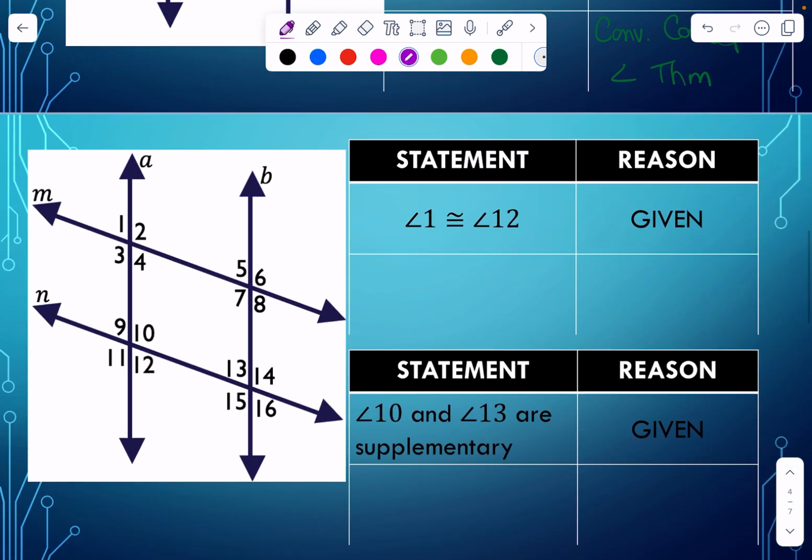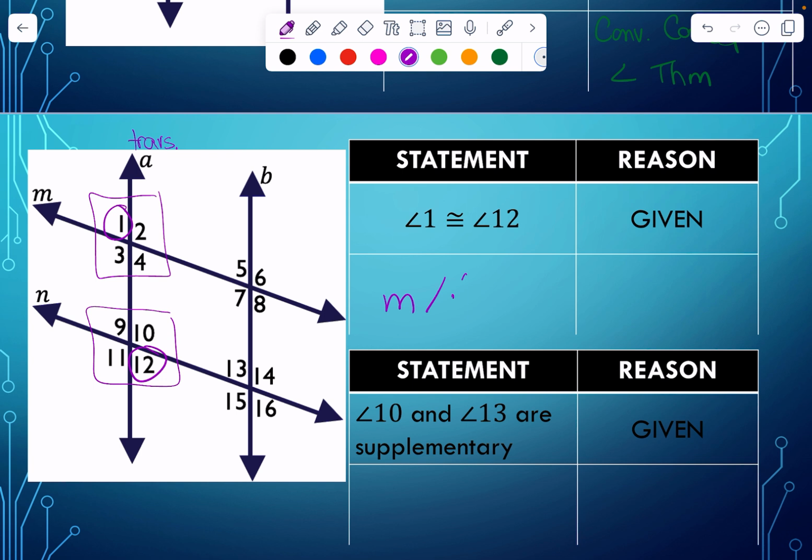Okay, let's try another set. If we look here, we have angle 1 and angle 12. So I'm talking about this intersection and this intersection. A is between both of those, intersecting both. So the transversal would be A, which would make M parallel to N. The relationship of 1 and 12 is alternate exterior, so this is the converse alternate exterior angle theorem.